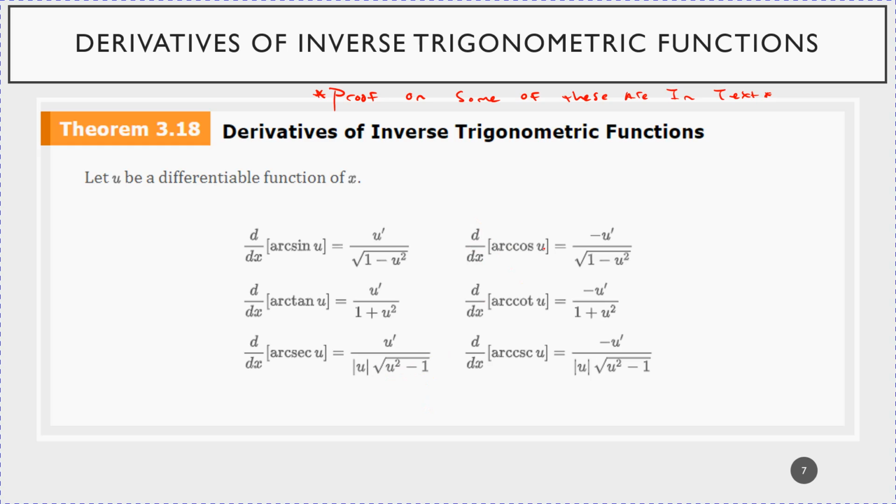The derivative with respect to x of arc cosine of u is just negative u prime over the square root of 1 minus u squared. The derivative of arc cotangent of u is equal to negative u prime over 1 plus u squared. And the derivative of arc cosecant of u is equal to negative u prime over the absolute value of u times the square root of u squared minus 1. All right, I just want to go through a couple quick examples of this, just so you can see how to apply these formulas.